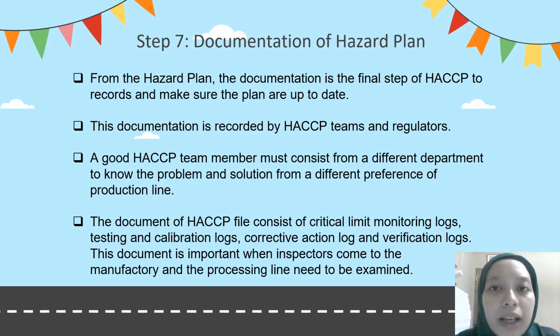From the hazard plan, the documentation is the final step of HACCP to record and make sure the plan is up to date. The document of HACCP file consists of critical limit monitoring logs, testing and calibration logs, corrective action logs, and verification logs. This document is important when inspectors come to the manufacturing and processing line and need to be examined.